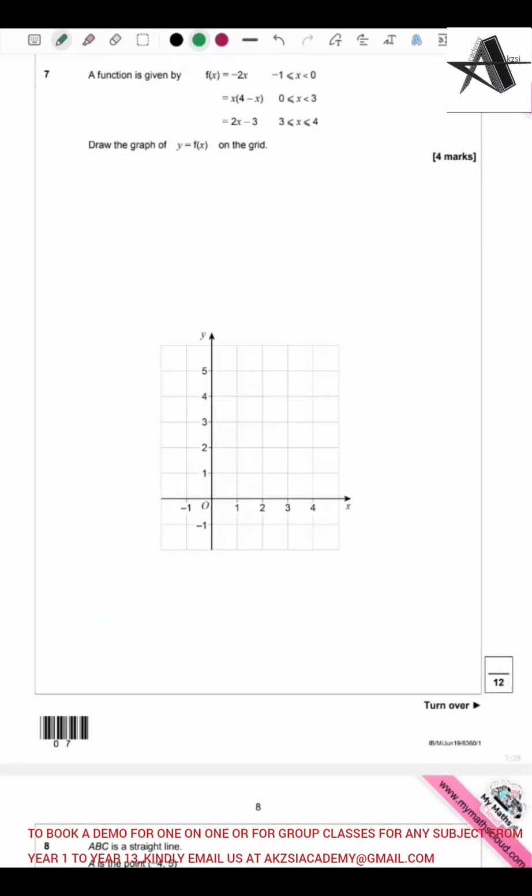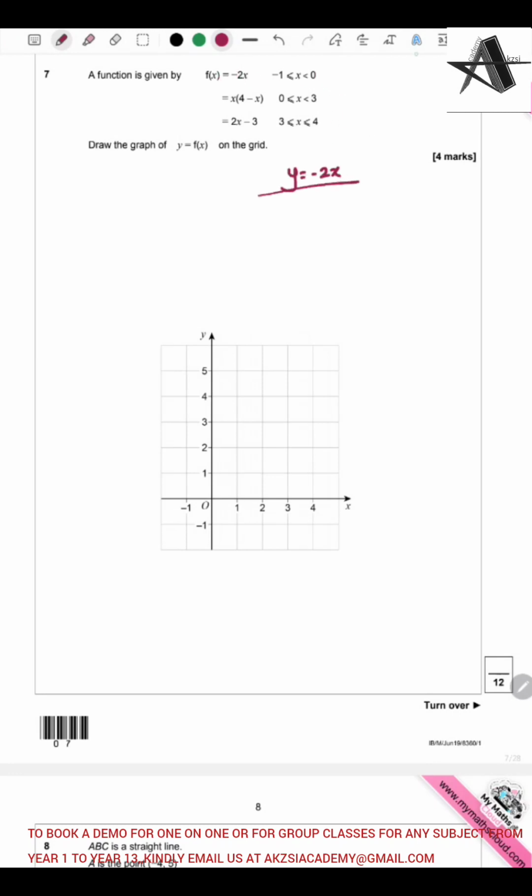Question 7 says a function is given by f(x) equals negative 2x, and the domain is given from negative 1 to 0. The value of x lies between negative 1 and 0. Now f(x) is nothing but y, and we know that in functions, instead of writing y, we actually use f of x. So f(x) is nothing but y. So y is equal to negative 2x, and here I can say that y is equal to negative 2x.